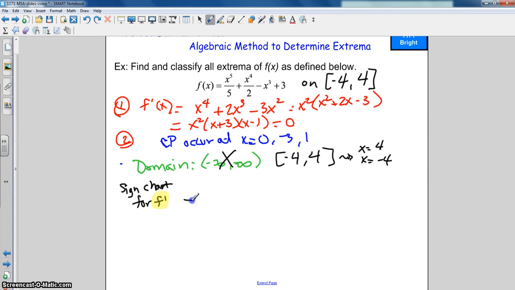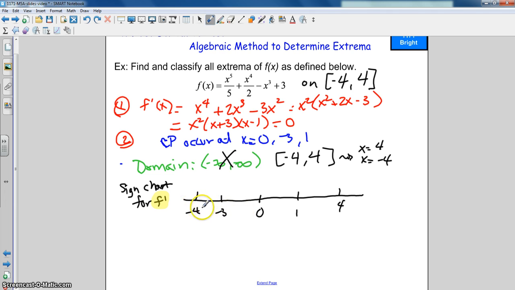So let's go ahead and put all of our numbers on a number line. We have our endpoints, so we put those on our number line, just to know that we can't go beyond that. Then we have our critical points, so we have to put our critical points on here. We have -3, 0, and 1. They're not equal distance apart, and that's fine.